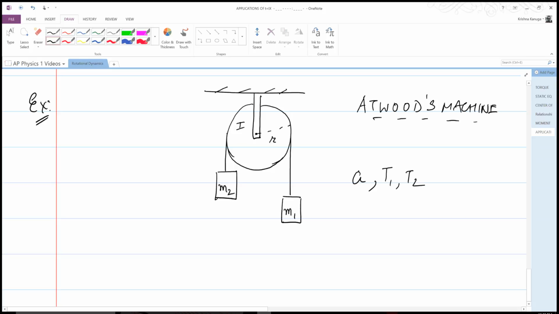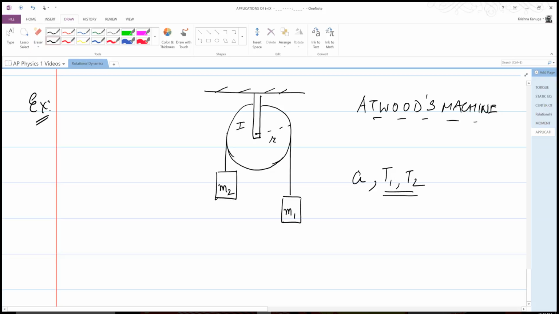the two strings. And this part is also different, because if you remember the Atwood's machine where the pulley was massless, the string on either side had the same tension. But now, because the pulley has a mass, that's impossible, because if the strings had the same tension, then the pulley would not rotate, which would mean that the masses would simply stay there, which would be an impossible situation. So please keep in mind that in this situation the tensions on the two sides of the string are going to be different.